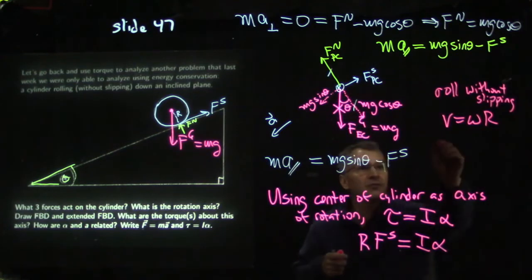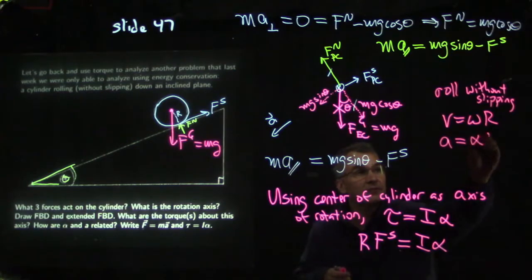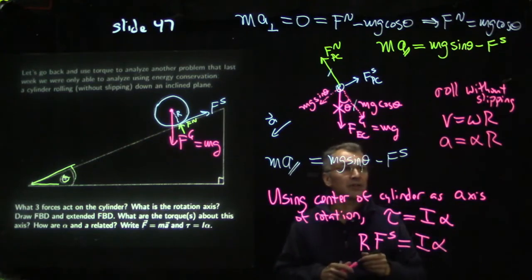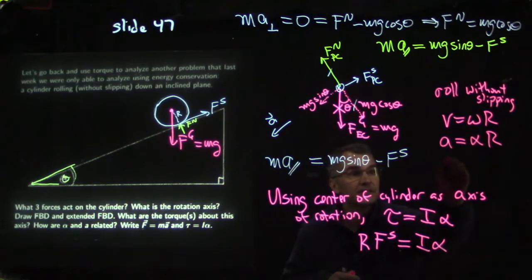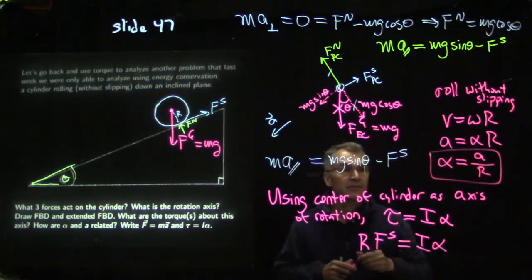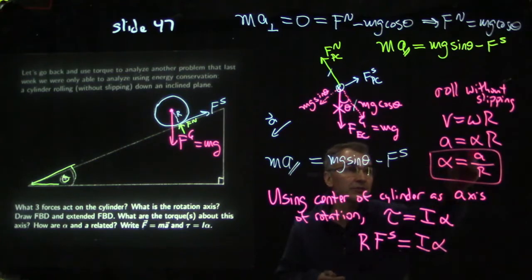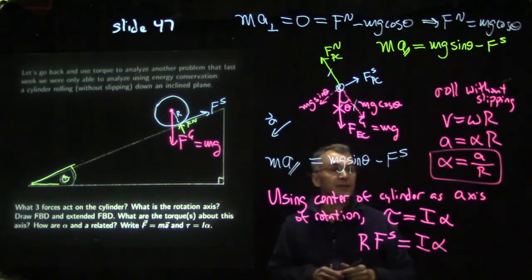So the rate of change of v is acceleration, and the rate of change of omega is alpha, and r is a constant. So the acceleration is just alpha times r. Or the angular acceleration, the rotational acceleration, is just the downhill acceleration divided by r. That's the more useful form. So the rotational acceleration equals the downhill acceleration divided by r.